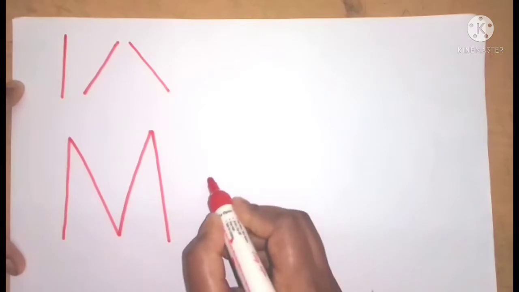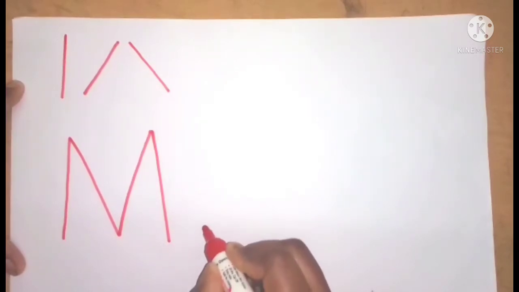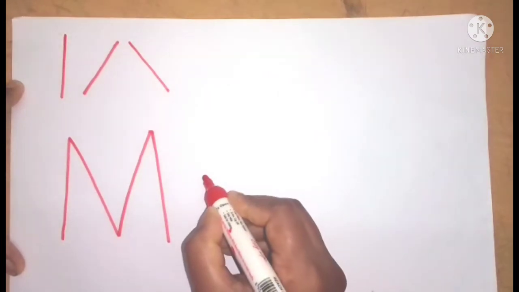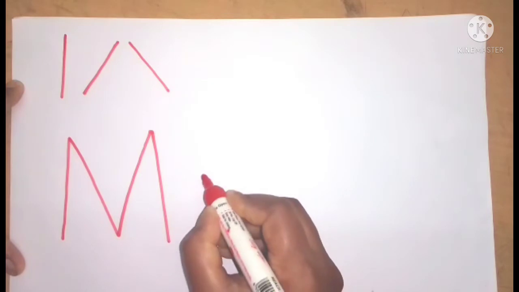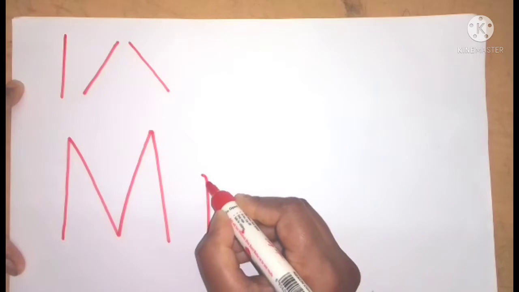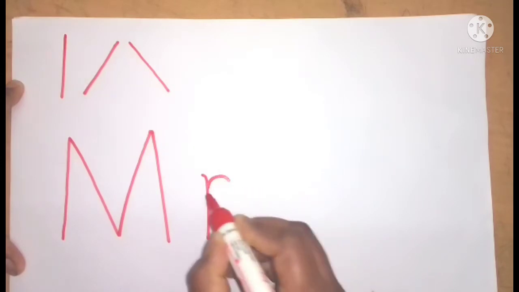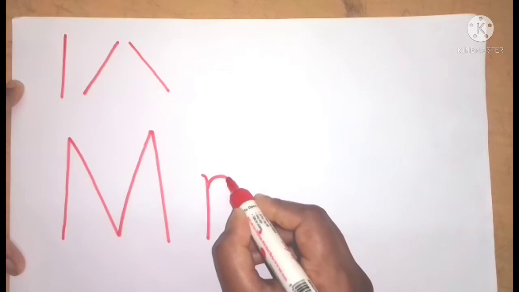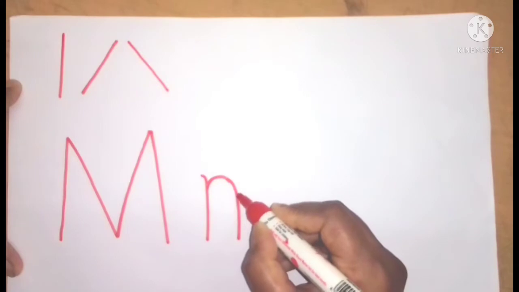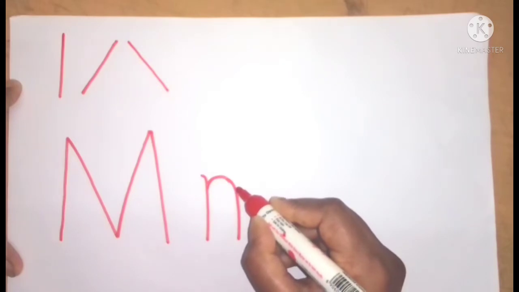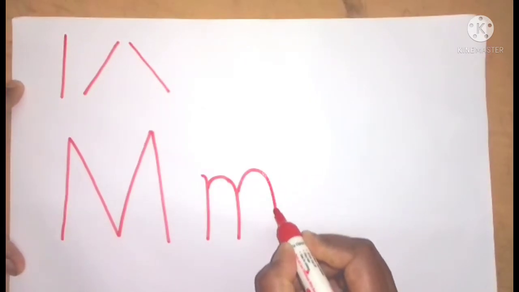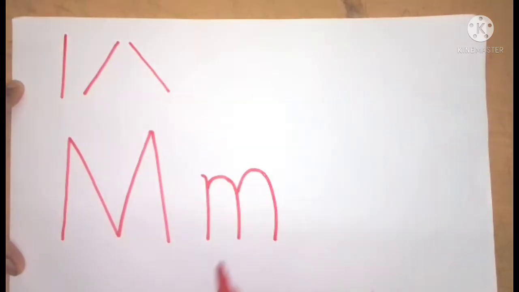And how we draw a small m? First, we draw a standing line like this. A small curve, simply a small curve. Make a small curve like this. And then from here, draw a curve like this. And draw a standing line downward. Then from here, make another curve like this and draw a standing line downward. This is small m.